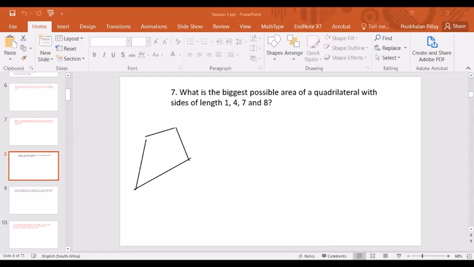The way to do this now, I'm not going to put down 1, 4, 7, and 8 because I'm not sure where these numbers sit. I'm just going to use A, B, C, and D, knowing that these numbers are those numbers. I don't know exactly in which order they appear. Now the question is to find the area of this quadrilateral, and we are given A, B, C, and D. So how do you find the area of a quadrilateral given the 4 sides?